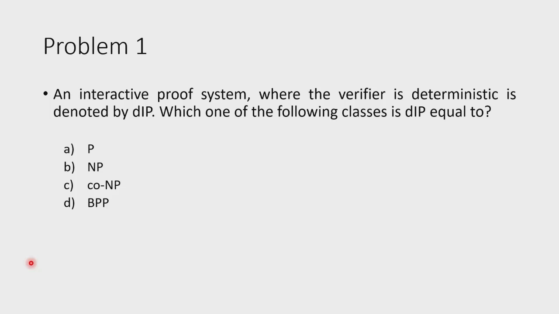The first problem is this: an interactive proof system where the verifier is a deterministic Turing machine is denoted by DIP. Which one of the following classes is DIP equal to? The options are P, NP, co-NP, or BPP. Would you like to guess the answer to this one? Yeah, NP. Right. You might have seen this in class, but let's still see a proof of this.